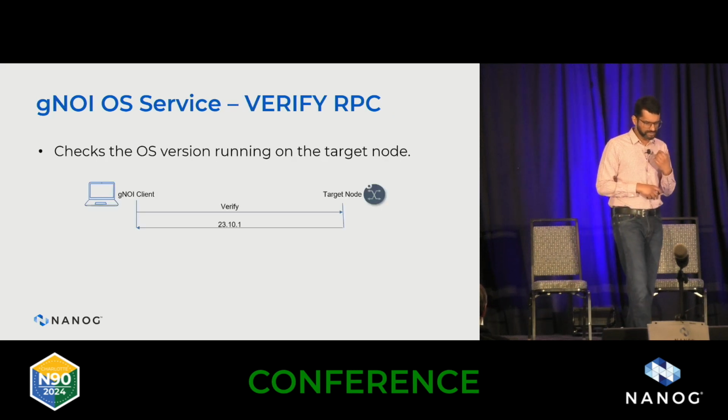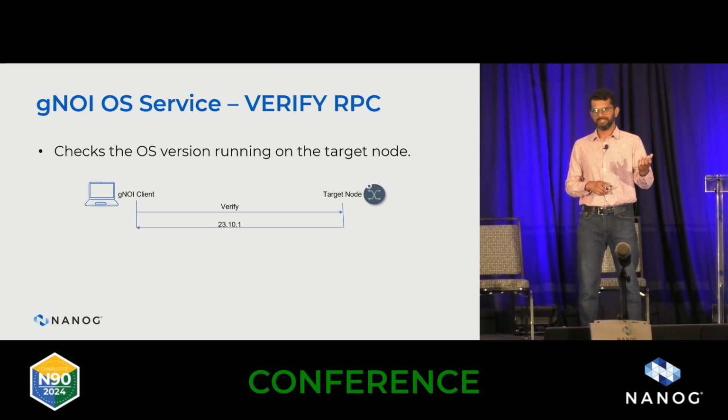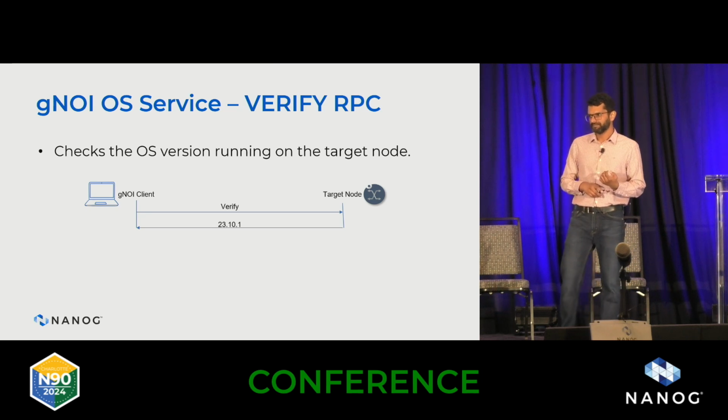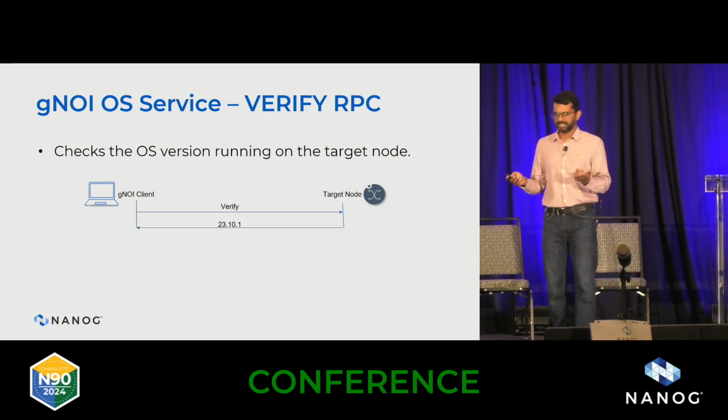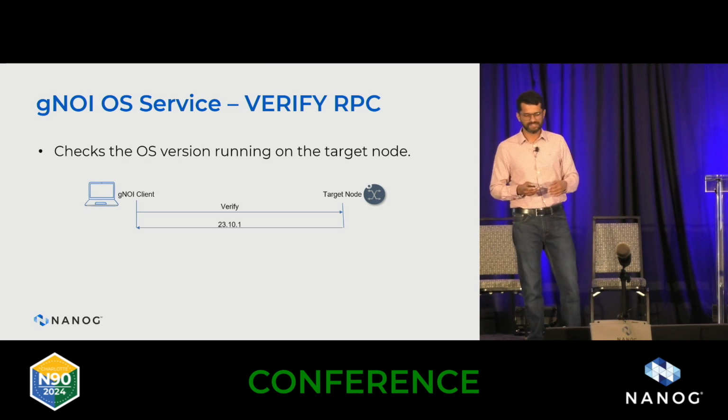And then we can use the verify RPC to verify the current software running on the router, and the target will respond back with the software version running on the router. Now the software is upgraded, we can do a post-upgrade health check again using the healthz service.